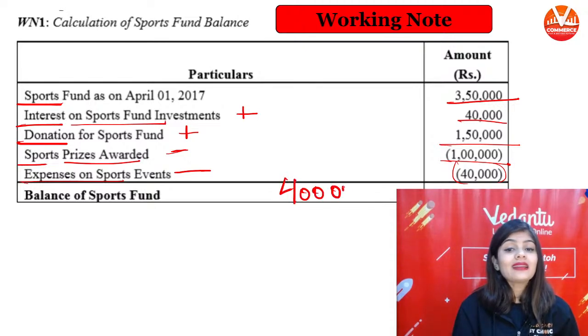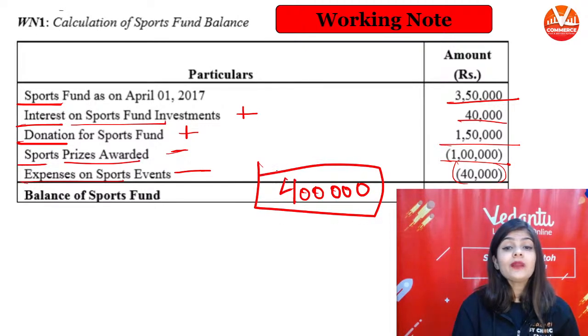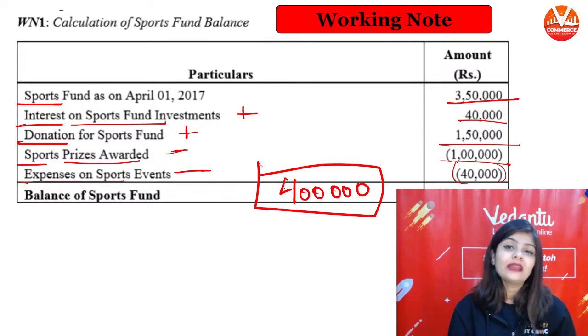The final balance is 4 lakh, and this we will record in the balance sheet on the liability side.